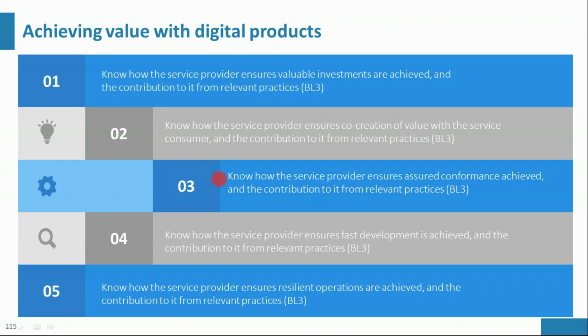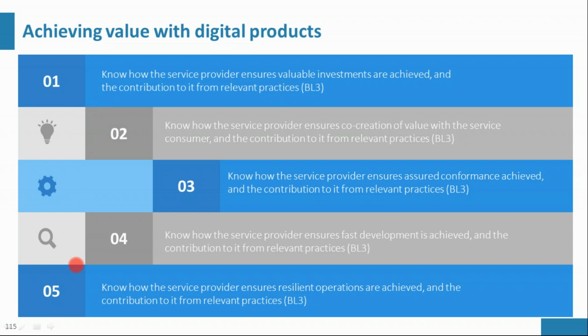Know how the service provider ensures assured conformance is achieved and the contribution of assured conformance from relevant practices. Know how the service provider ensures fast development is achieved and the contribution to it from relevant practices. And lastly, know how the service provider ensures resilient operations are achieved and the contribution to it from relevant practices.